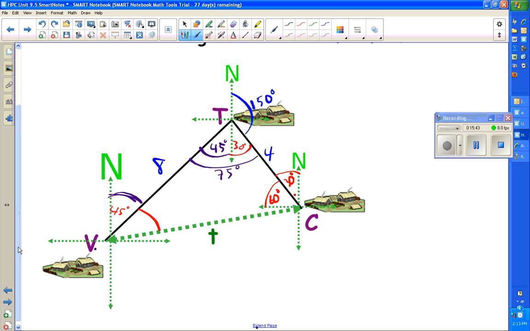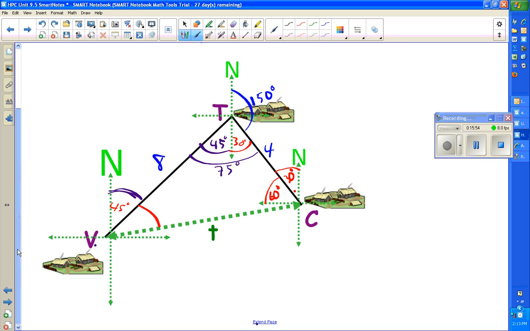So what's the formula? What's the equation that's going to allow you to find t? Yeah, we can do law of cosines. So what's t going to equal? 8 squared plus 4 squared.